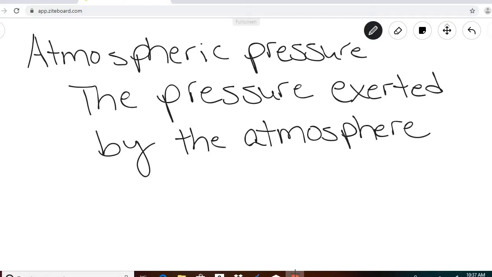In class next week, we're going to do experiment 3.1, and in that experiment you'll get to see some of the effects of atmospheric pressure. For now, I'd like to look at a figure with you.